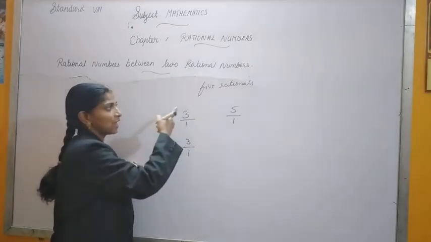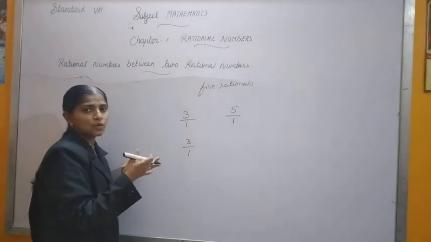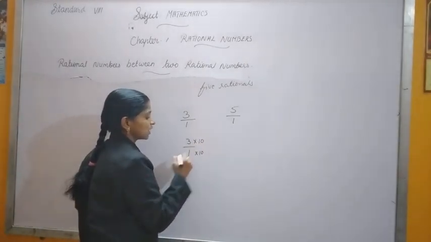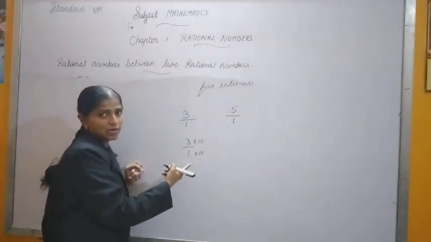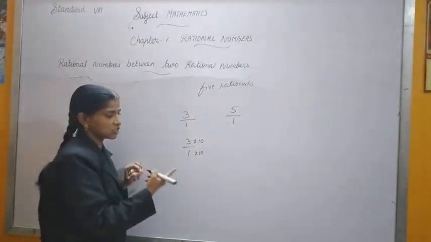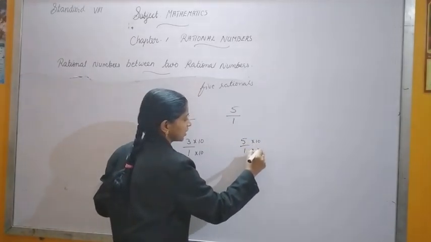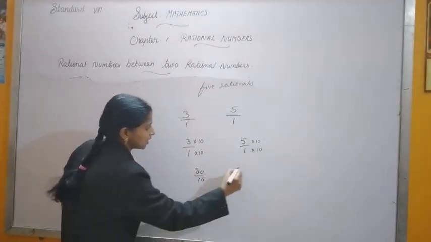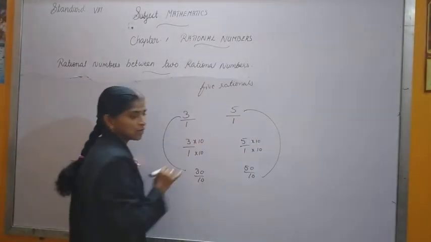You see here, we need more than 5. Any number you multiply, for example, if you multiply by 10, numerator and denominator, the value is not going to change. This is the equivalent rational number, equivalent fraction, you studied. And here 5 upon 1 also we can multiply numerator and denominator by 10. We get 30 upon 10 and 50 upon 10. Here 3 is equal to 30 upon 10, 5 is equal to 50 upon 10.